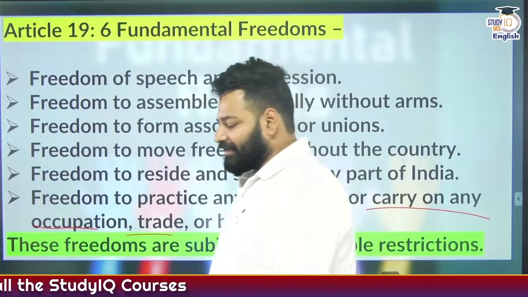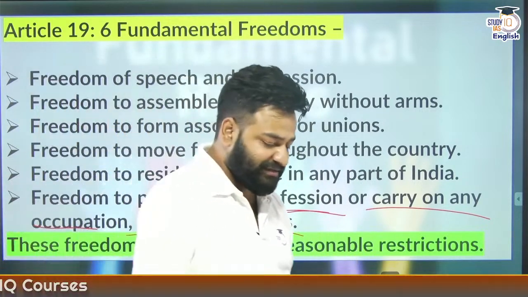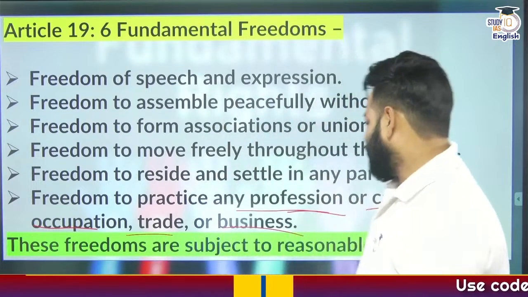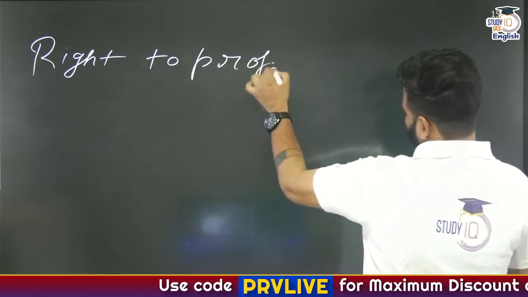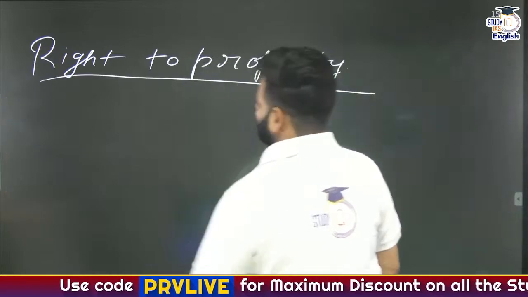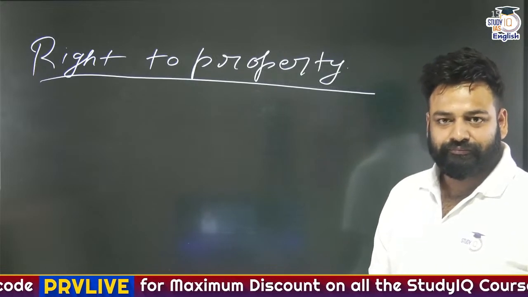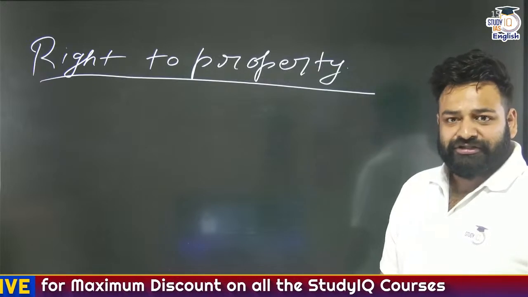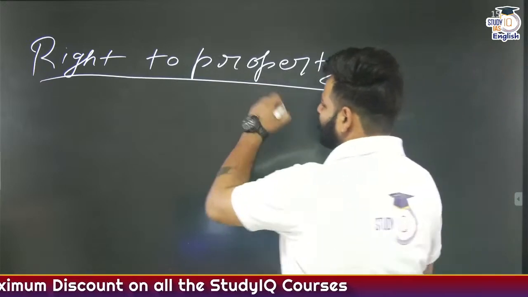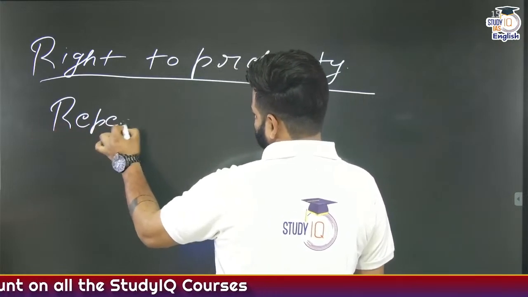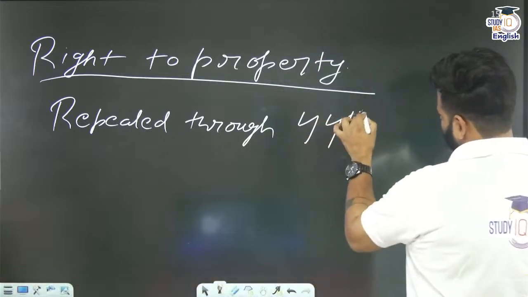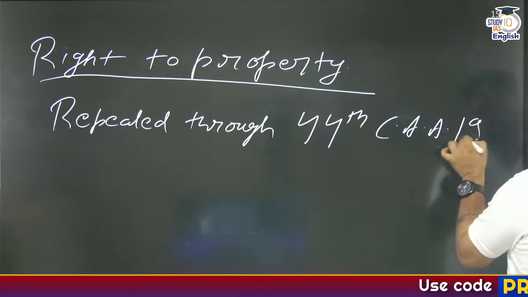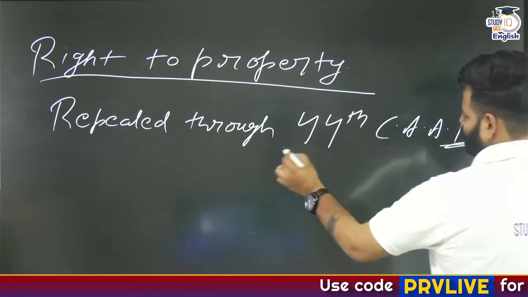Till 1978, there used to be not 6 but 7 fundamental freedoms. Okay, till 1978, right to property was also there as a fundamental right under Article 19, Clause 1, Subclause F. But this right to property provision was repealed through the 44th Constitutional Amendment Act of 1978. Okay, which one? 44th.